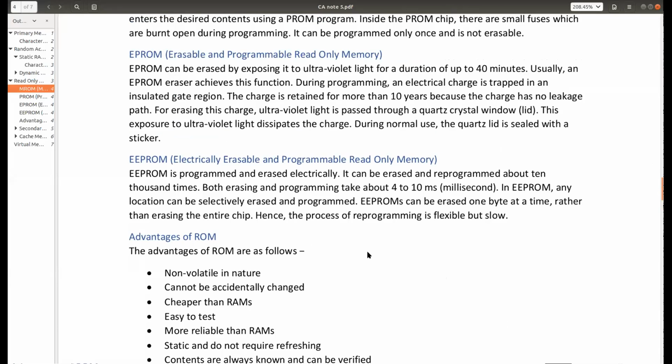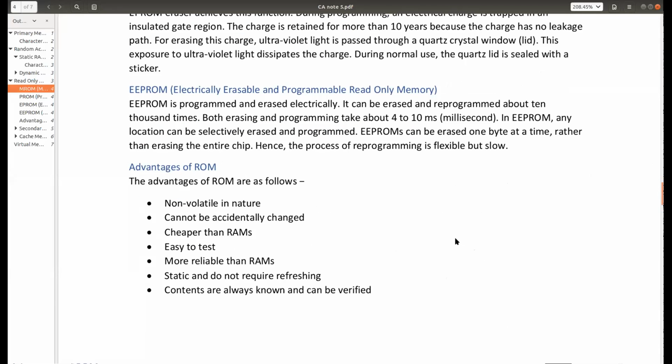So next is the advantages. What are the advantages of ROM? Now, if you see, the advantage of ROM is that basically these are non-volatile in nature. That means whatever data is stored in the ROM will be stored permanently over there, until and unless in case of EEPROM you are erasing it once.